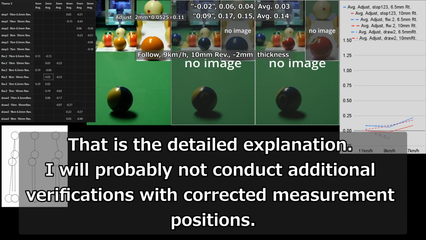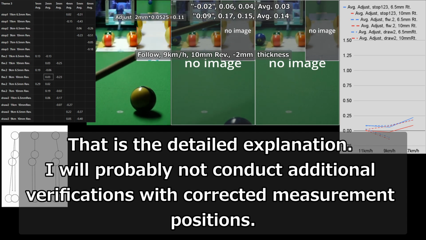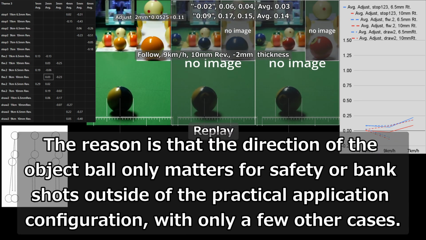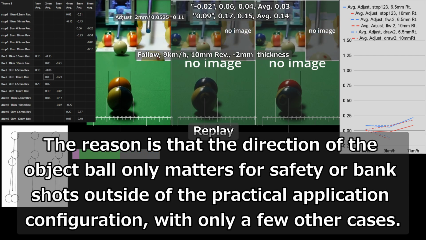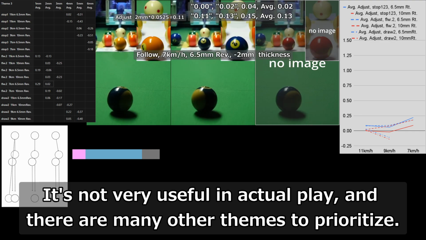I will probably not conduct additional verifications with corrected measurement positions. The reason is that the direction of the object ball only matters for safety or bank shots outside of the practical application configuration, with only a few other cases. It's not very useful in actual play, and there are many other themes to prioritize.